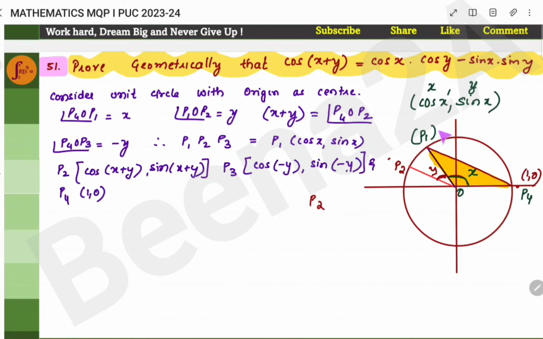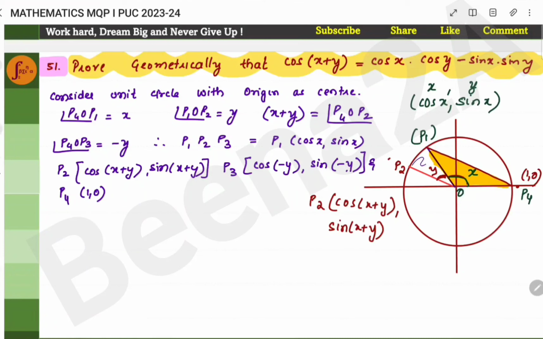We know the coordinates of P1, it's cos x and sin x. Now, what will be the coordinate of P2? If the coordinate of P1 with angle x is cos x, sin x, then the coordinate of P2 with respect to this x axis would be cos x plus y and sin x plus y. This entire angle is x plus y. This is y, this is x. So the total angle is x plus y between P2 O P4.